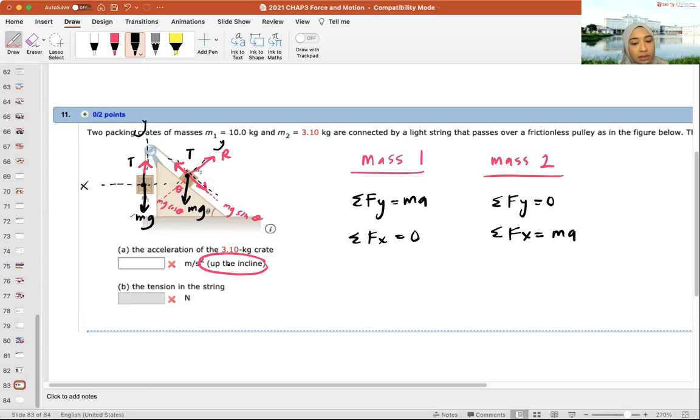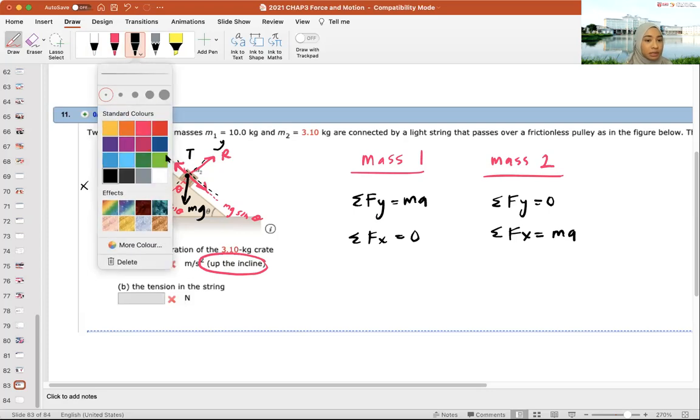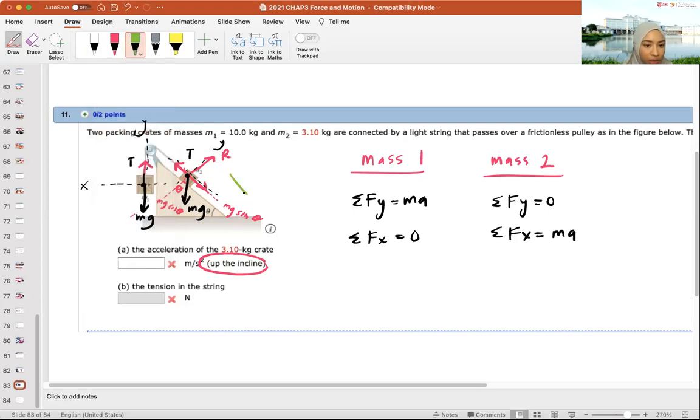So here they said that the motion is up the incline. So we will say, we are going to make a wrong assumption here. So we are saying that it's going down the incline. This is our motion A. Okay, so let's do it.